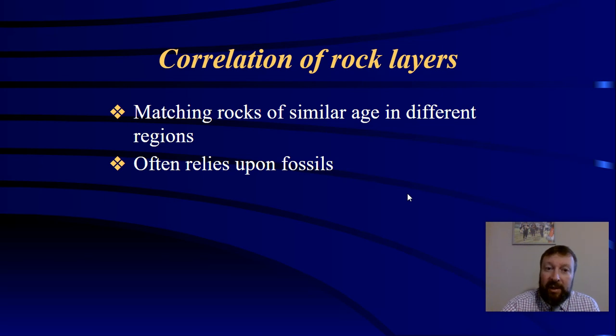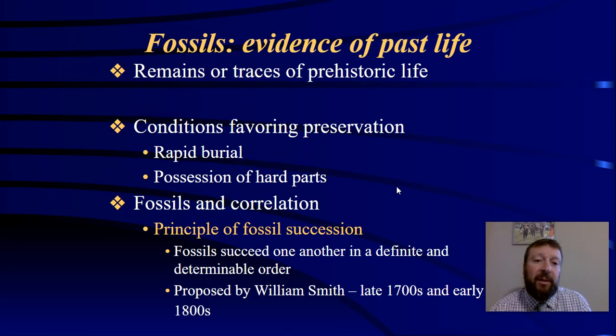And then we try to use correlation because some of that missing rock is there. So we look to other areas. We try to find the same rocks that are layered in North America as they are in Europe, or South America as they are in Africa, because we know plate tectonics has moved those apart. If we line them up, we might be able to find fossils. What are fossils? Remains or traces of prehistoric life.